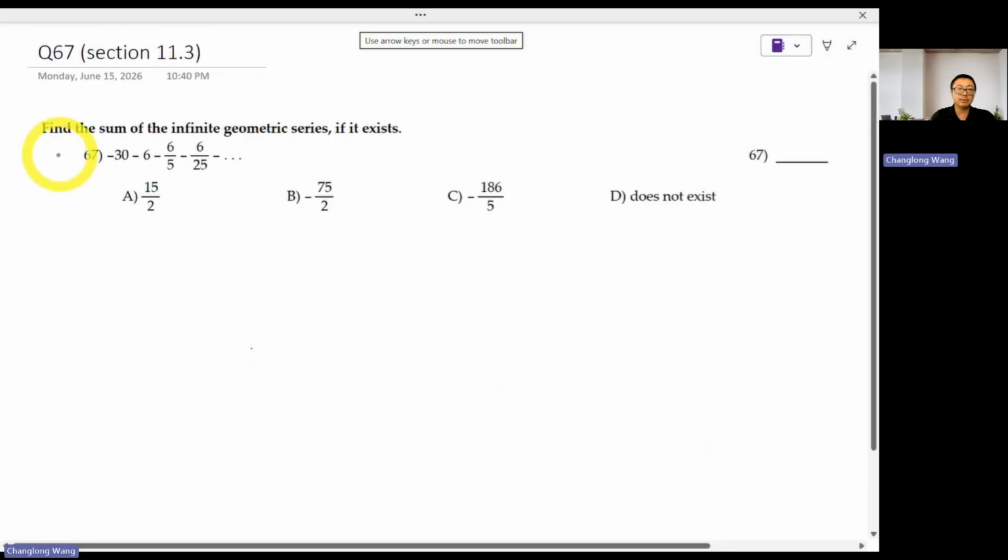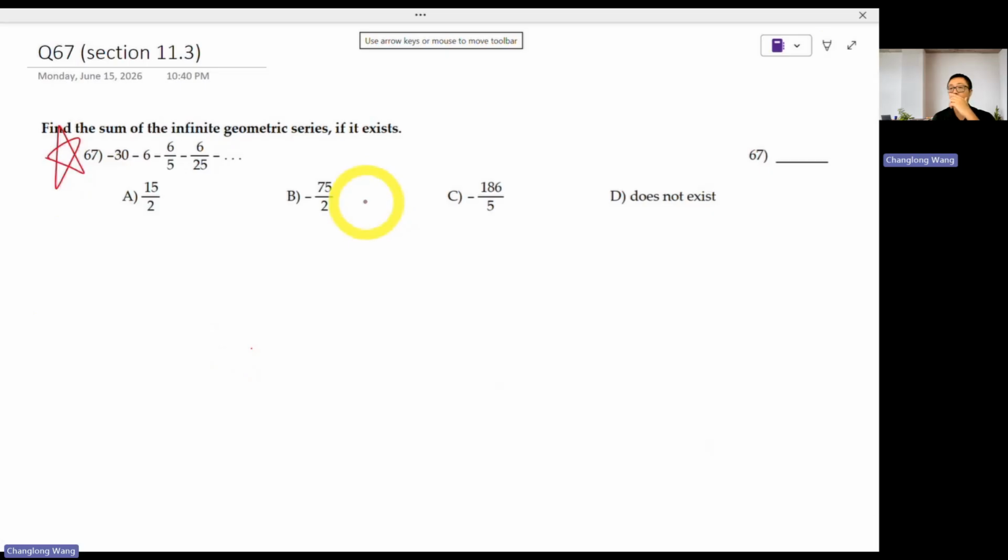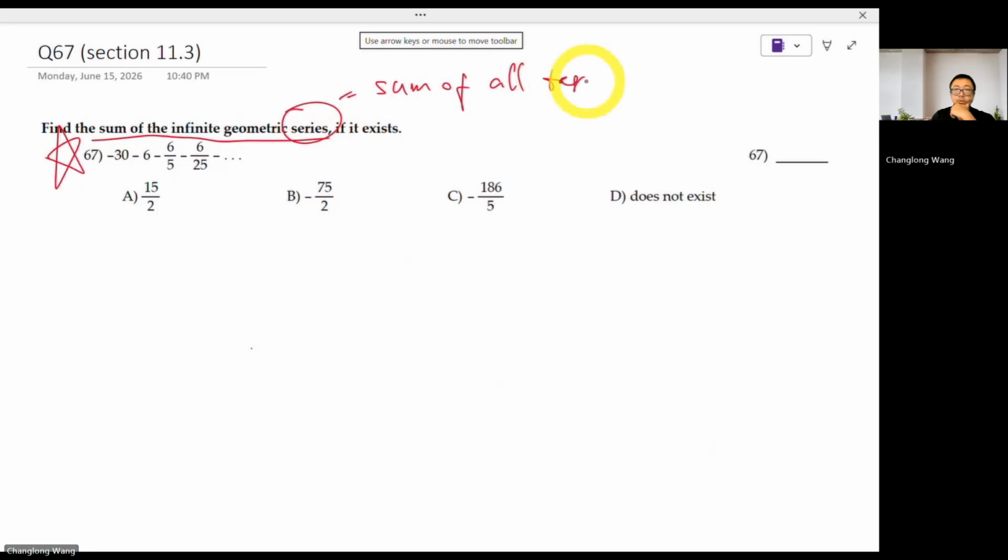Now, 67. That's probably one of the questions that more students than I expected got wrong in the first test, because they probably didn't take it seriously when it comes to the infinite geometric sequence or series. And by the way, a series is just the sum of all terms in a sequence.